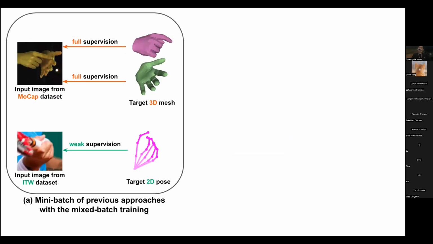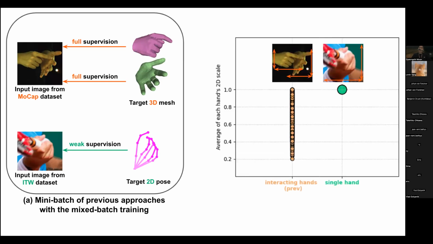So then let's say we train a regressor on this dataset. Then as we have a number of interacting hand data in InterHand, the mini batch will look like this. Half of the mini batch comes from the InterHand dataset and the remaining half from the MS COCO dataset. But the InterHand dataset has 2-hand images. So that makes images from the InterHand dataset and MS COCO have different 2D scale space.